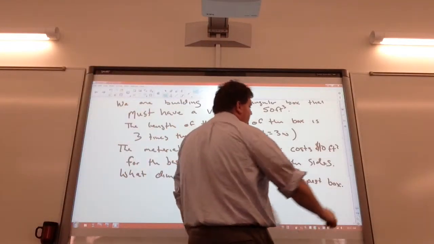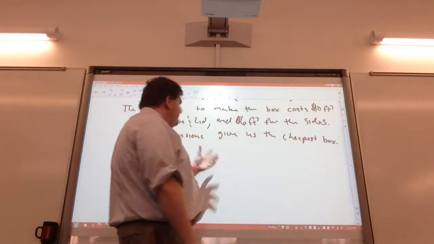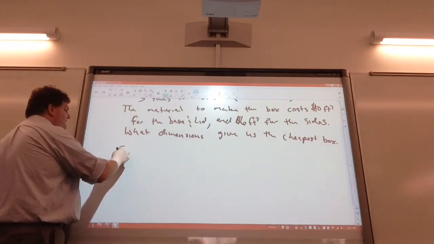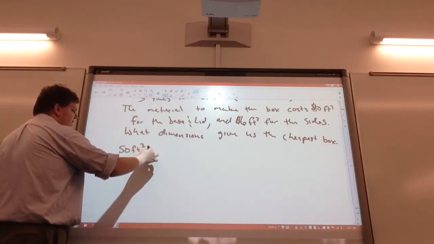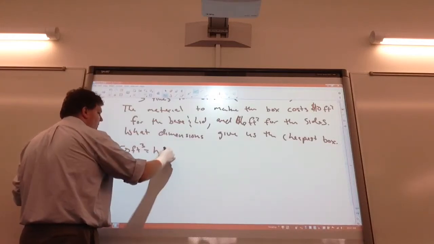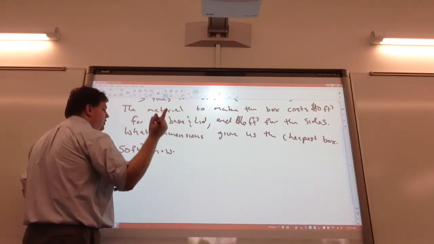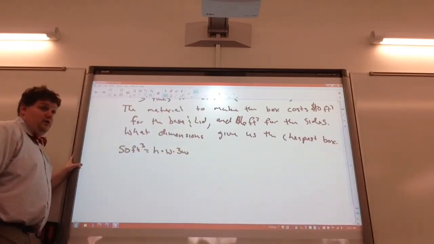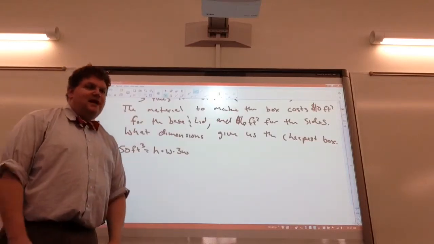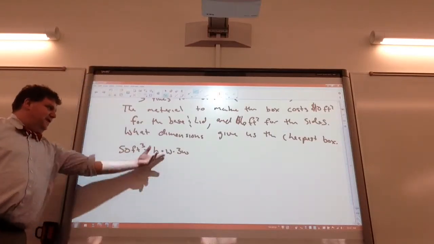Alright, let's start filling out what we've identified. Again, we're looking for dimensions. We actually know the volume. The volume of the box has to be 50 feet cubed. So 50 feet cubed is equal to the height of the box times the width of the box times the length of the box, which remember was 3W. That was given to us. This is a box, a rectangular solid. Rectangular solids are length times width times height. So that would be the equation for that.